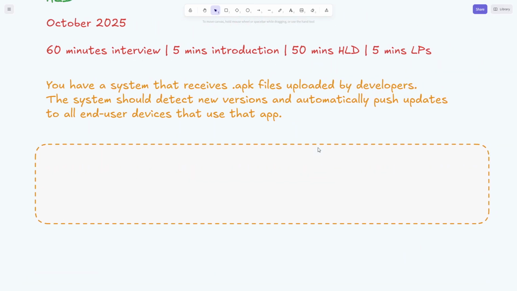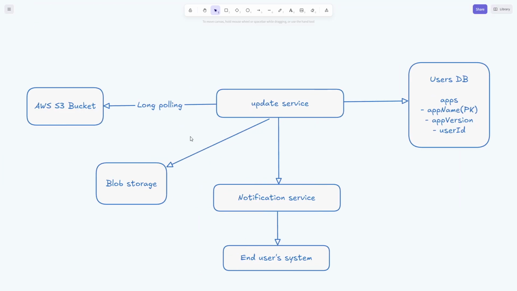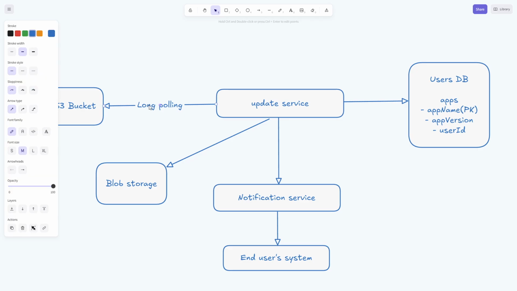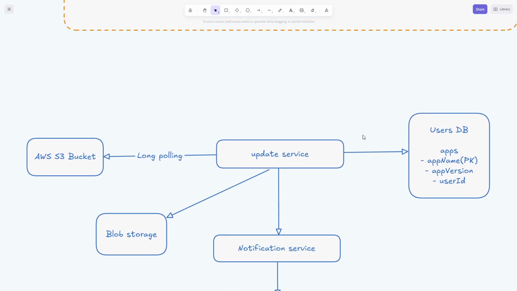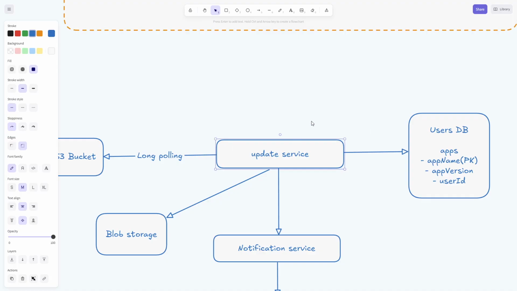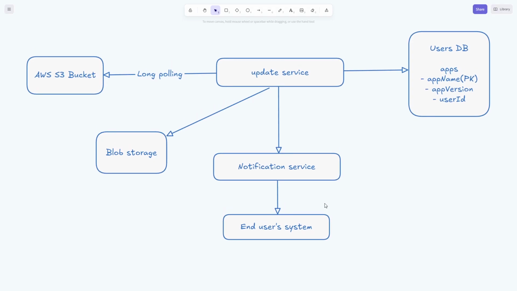So we discussed whatever I was drawing. The interviewer kept on asking me my choices. Basically, why did I choose long polling, and why did I choose blob storage and all of that. I had also placed a cache here, which they asked me to remove because our update service will not have too many updates. We don't get app updates so frequently as to need a cache. So we had multiple discussions like this, and this went on for around 50 minutes.